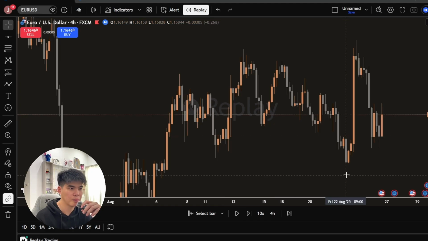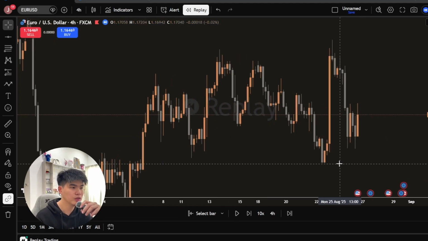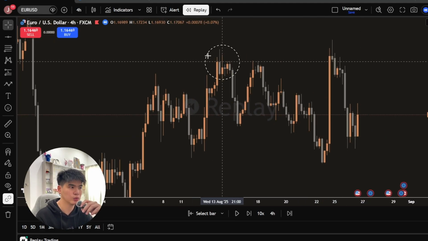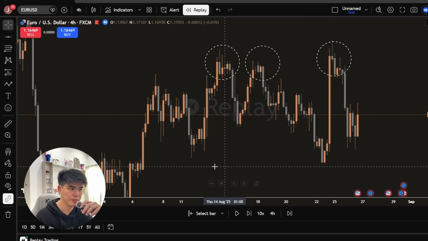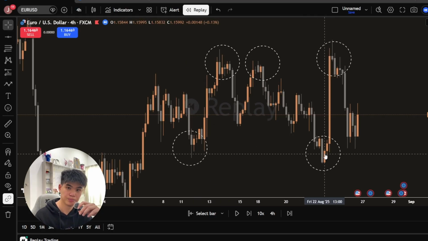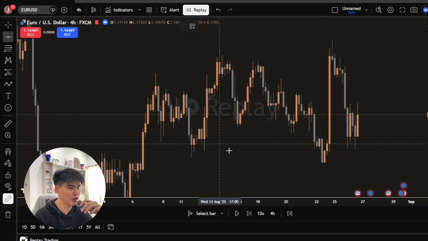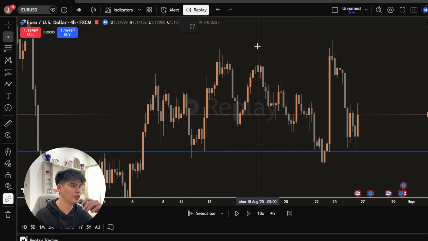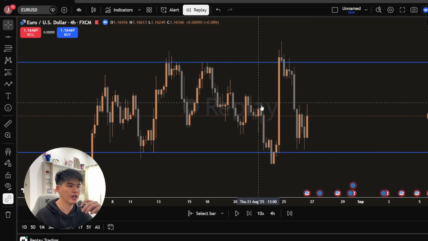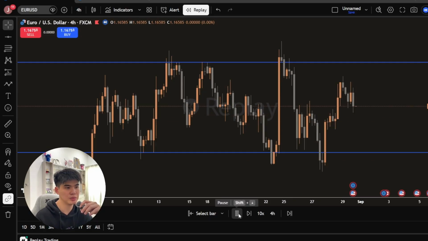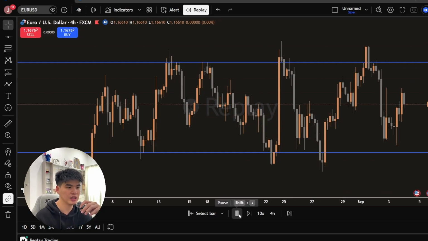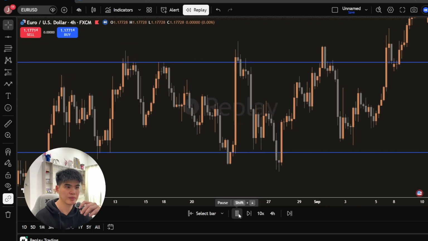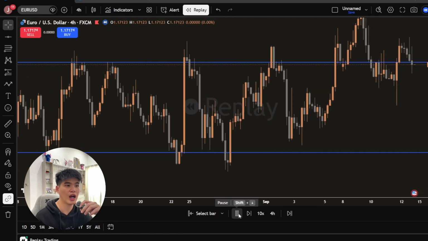Okay, and stop. Up to this point, we can already tell that there's 1, 2, 3, and there's 1 and 2. Remember, at least 2 points of contact. So at this point, we can already plot our support and resistance. And what is price doing afterwards? Basically, just moving in between the range until either side is broken. And it has broken up there.